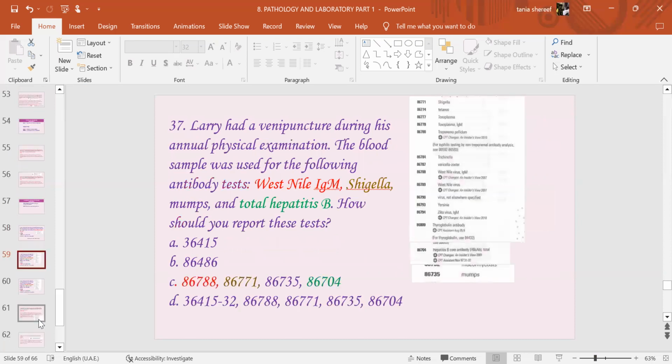So what are the codes? For West Nile IgM, we can see it is 86788. Then 86771 is for Shigella.